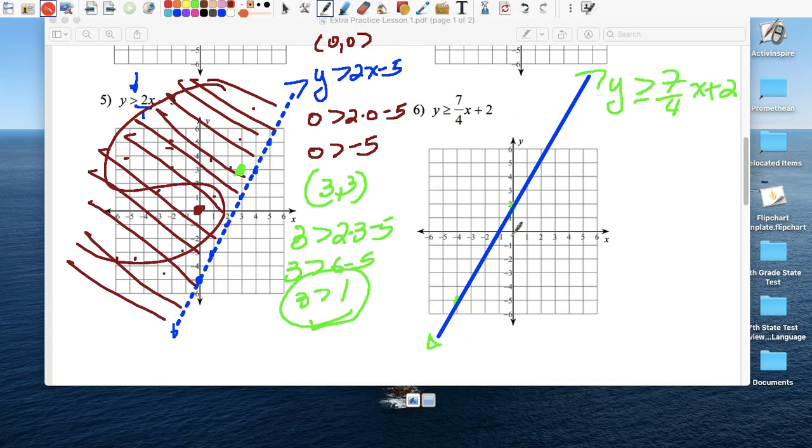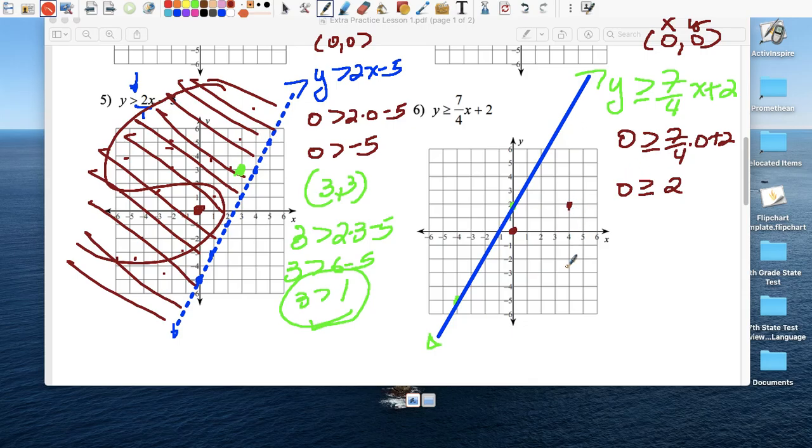Let's try 0, 0, see if 0, 0 makes that inequality true. So here's my 0, 0. We're going to replace the x with 0 and the y with 0. We get 0 greater or equal than 7 over 4 times 0 plus 2. 0 is greater than or equal to 2. Is 0 greater or equal than 2? It's not. So this point here, 0, 0, failed to make that inequality true.